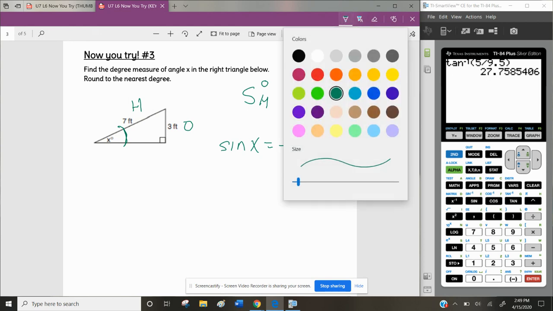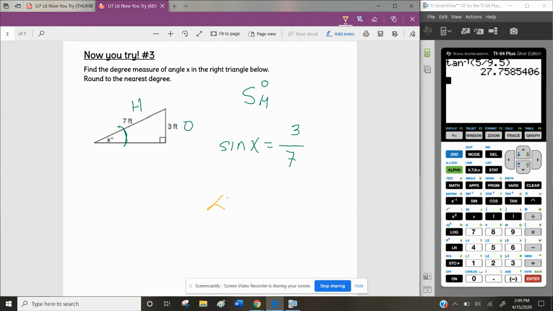To find the angle, we use the arcsin, so angle X equals the arcsin of the ratio of 3 over 7, the opposite over the hypotenuse. So we go to our calculator, we hit the second sine button, 3 divided by 7, and to the nearest degree, angle X equals 25 degrees.